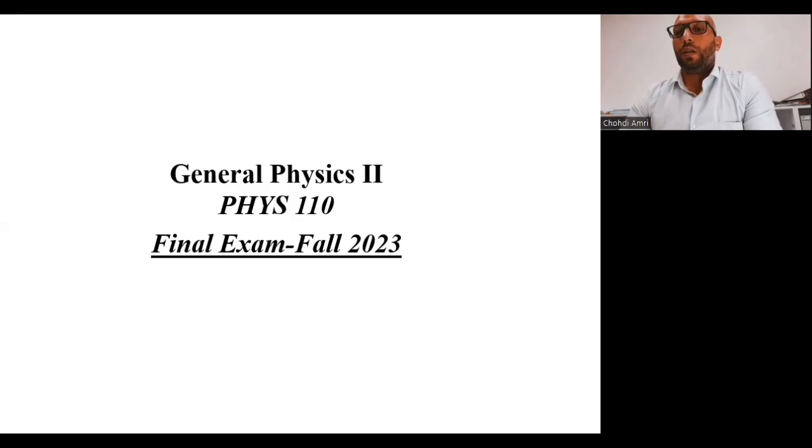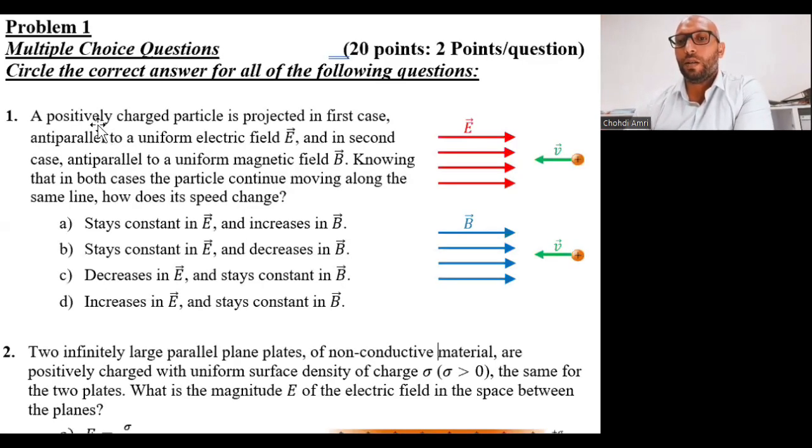Today we will solve the questions of the final exam of fall 2023. Let's start with the first question. In the first question, we have a positively charged particle projected, in the first case, anti-parallel to a uniform electric field E, and in the second case, anti-parallel to a uniform magnetic field B. Knowing that in both cases the particle continues moving along the same line, how does the speed change?